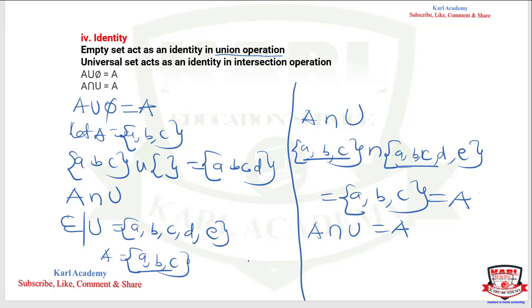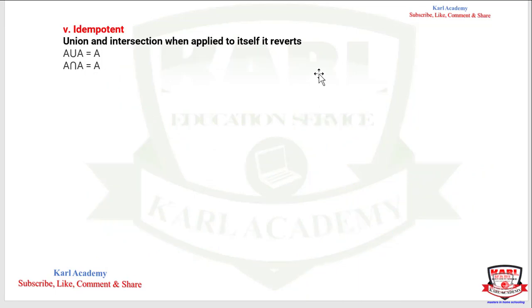Then again, we have another part, which is part 5. We call it the idempotent property of a set. In the idempotent property of a set, we are talking about union and intersection when applied to itself: they revert. Meaning that with either operation, union or intersection, when you do it repetitively to the same set, the result is the same set.